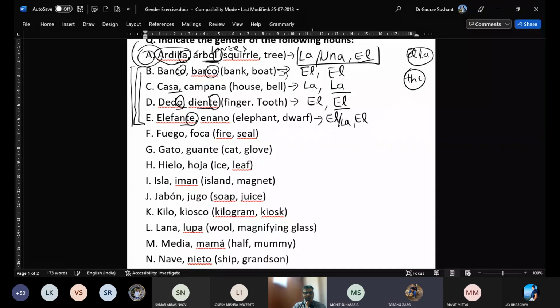Sir, I don't think so. Then why are you using here? I told you, you have to see whether it exists or not. If it does not exist, you no need to apply this rule. So here, this will be the only answer, El. Okay, sir. Very good.